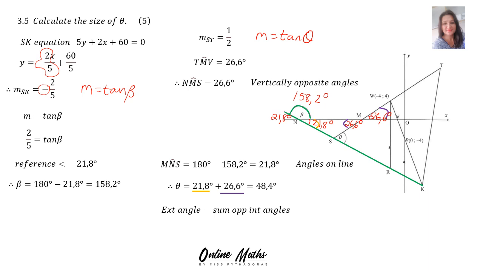And then where's the marks? The marks are there with the gradient of SK, and then the size of beta, and then this 26 degrees that you found there, and then also that you found the exterior angle theta there is 48,4 degrees, and the reason you used.